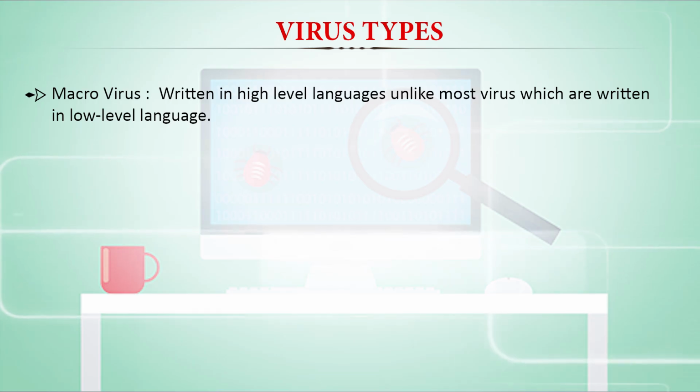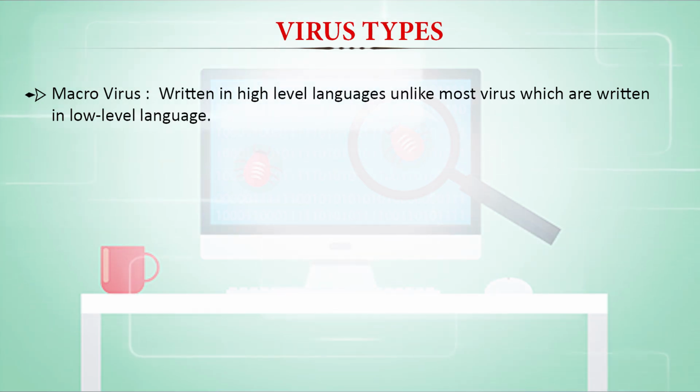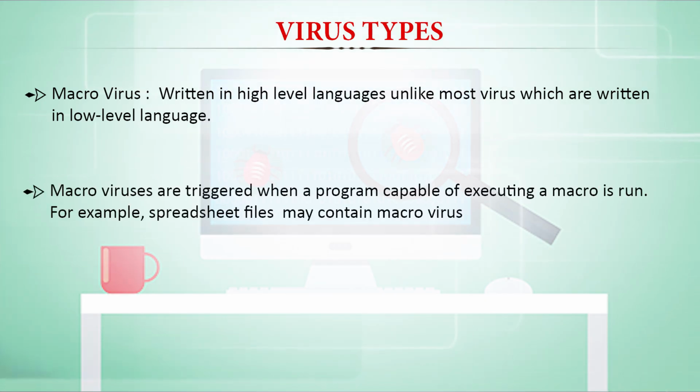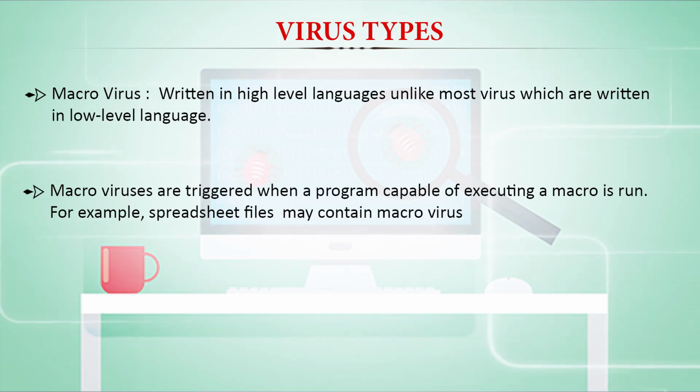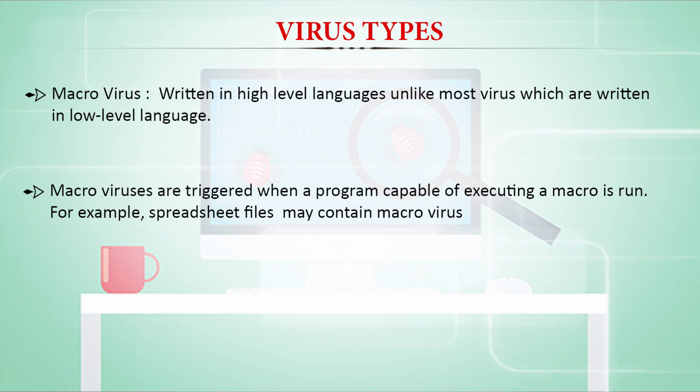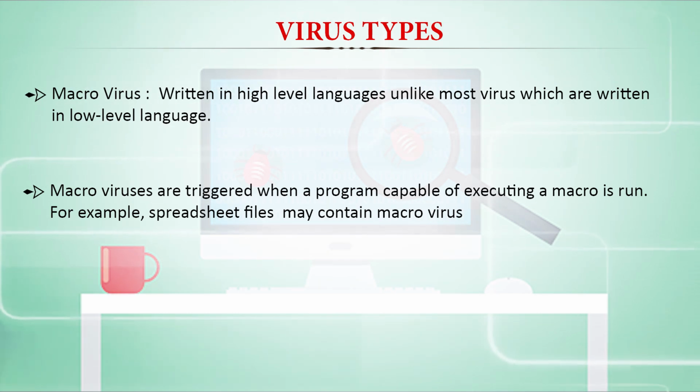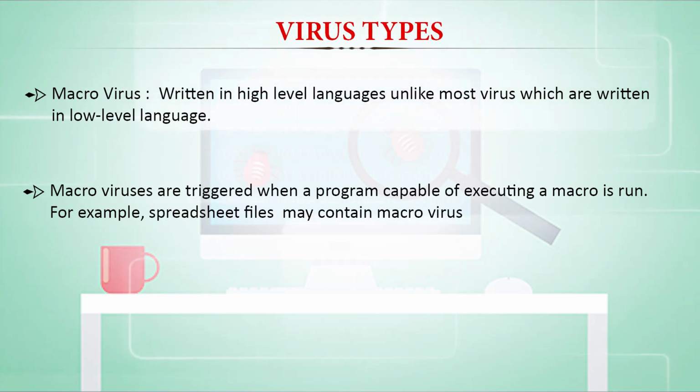Macro virus is always written in a high level language, unlike most viruses which are written in a low level language. Macro viruses are triggered when a program capable of executing a macro is run. For example, a spreadsheet file may contain a macro virus. A macro is a small piece of code in a program. So whenever you use this macro, everywhere it gets replicated in the program itself.